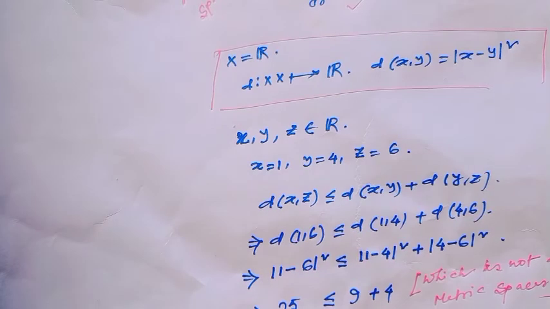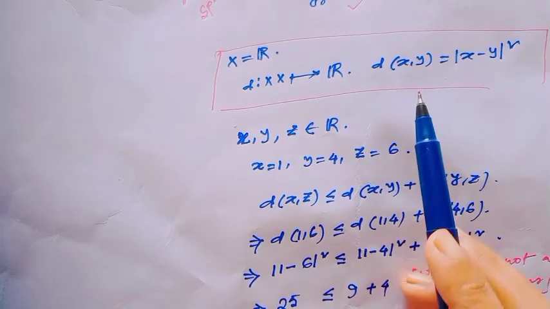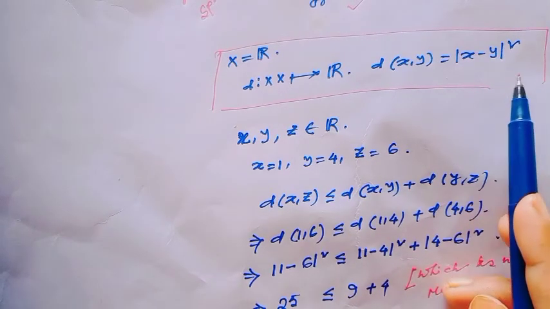Now consider a metric space d from X cross X to R such that d of xy equal to absolute value of x minus y whole square.